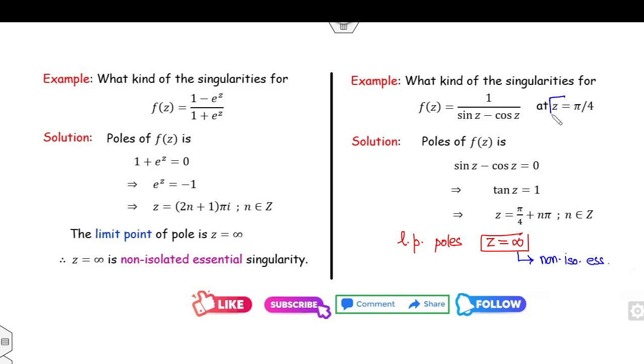But the question is asking only about the point z equal to pi by 4. So there is no need to check the limit point, because they want to know the singularity at the point pi by 4 only. So how can you make it pi by 4? Clearly, when n is 0. When n is 0, your z is pi by 4, which is nothing but a simple pole singularity of the given function.